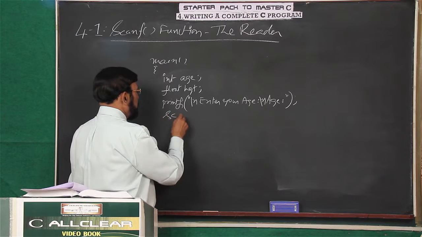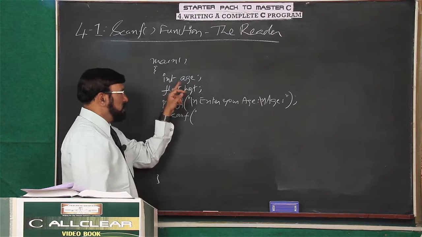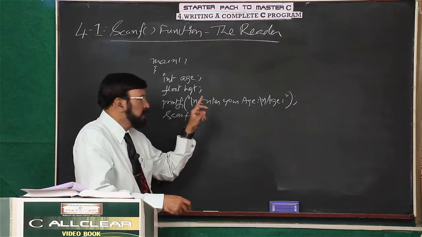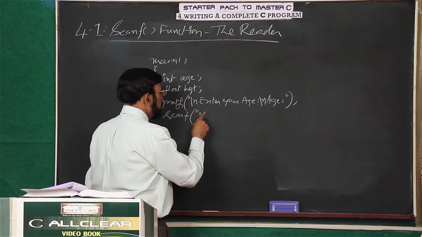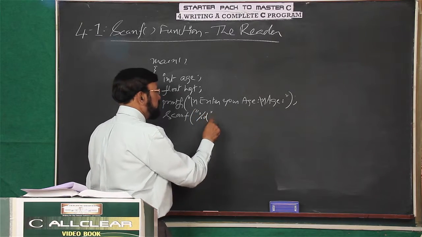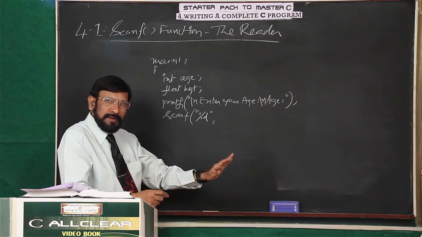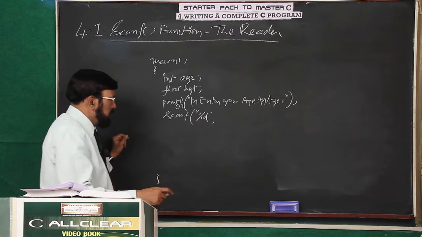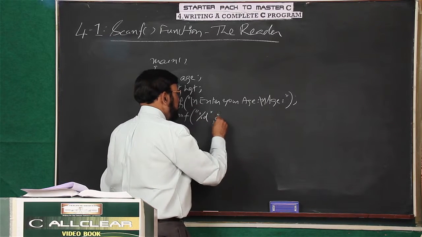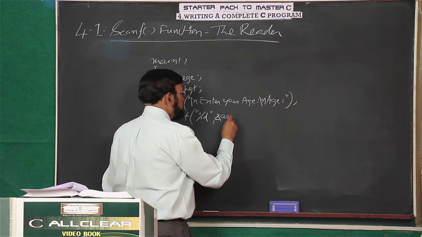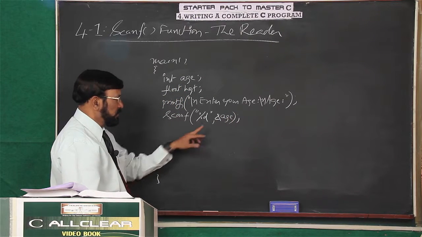Now, write the scanf statement. Scanf. Which type of value are you going to read? Integer type value. So that's why %d. These %d, %f, %c are common for printf and scanf. That you remember. Now this is the conversion specifier, and the address of age you have written. Okay.